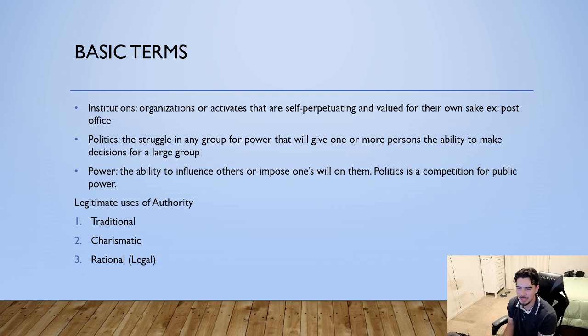Okay, politics is obviously something basic as well. The way I like to break politics down is just groups of people coming together for a collective action. They're trying to make decisions together for the better of the whole group. Now, power is going to be the ability to influence individuals or impose your will on them. Now, in order to be successful in politics, you need to be able to have a legitimate use of authority. Okay, the three that your textbook recognizes that exist within political science are going to be traditional, charismatic, and rational. Okay, we'll go over those in more detail on a separate slide.